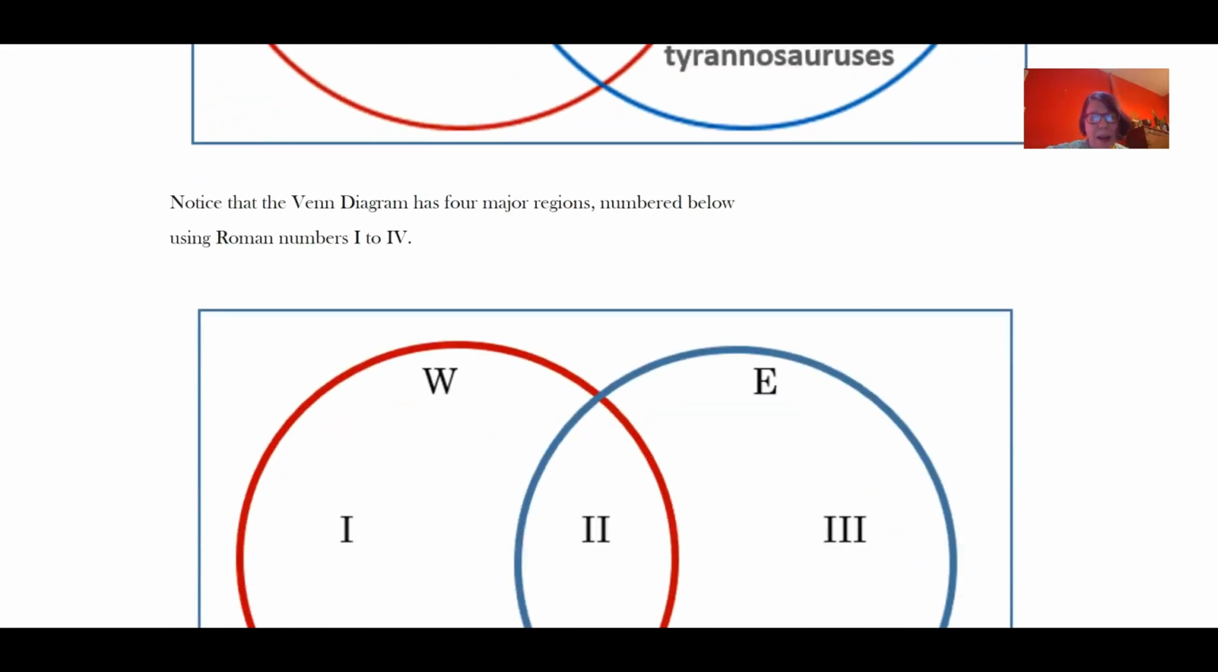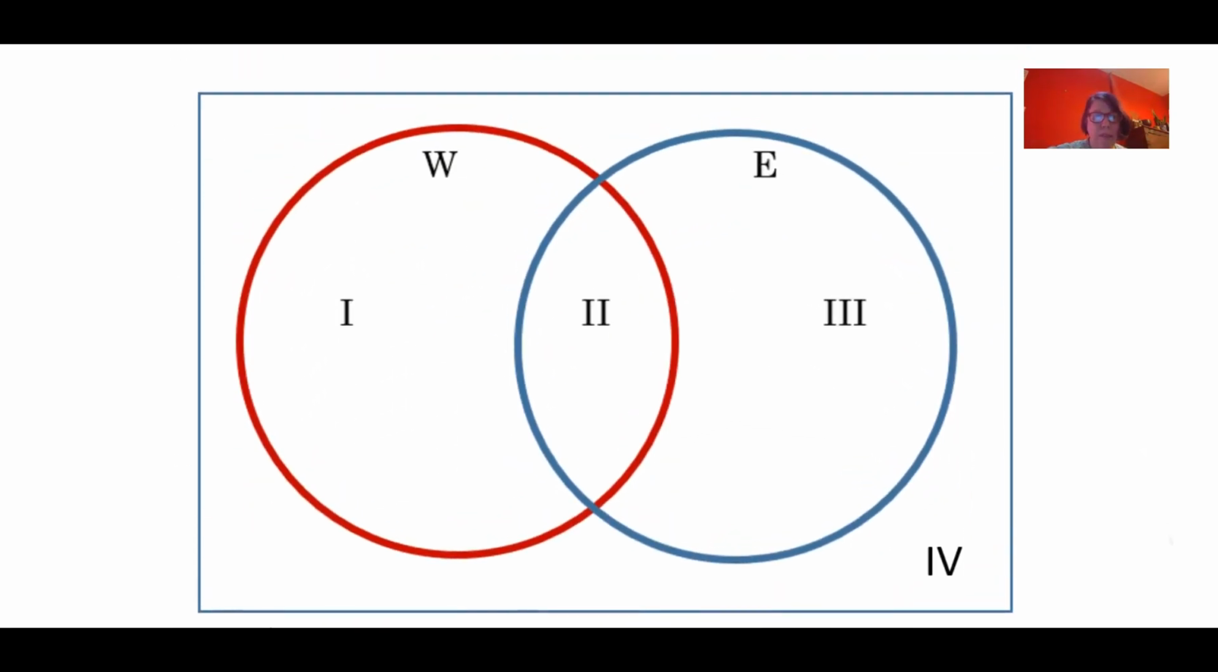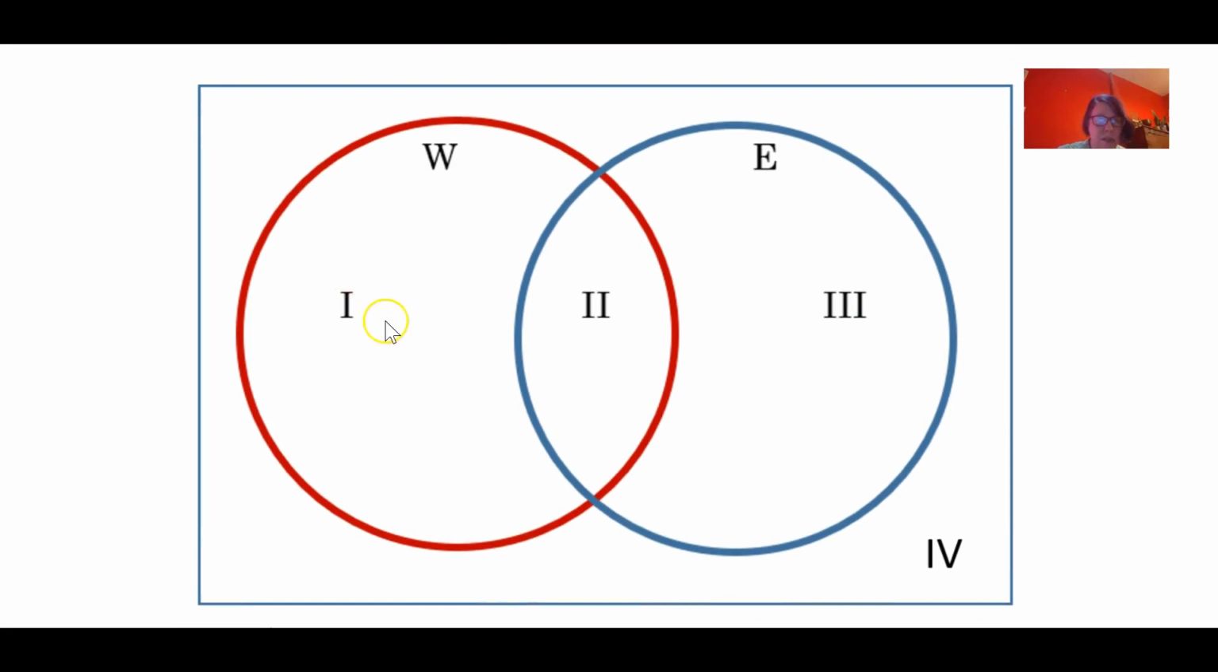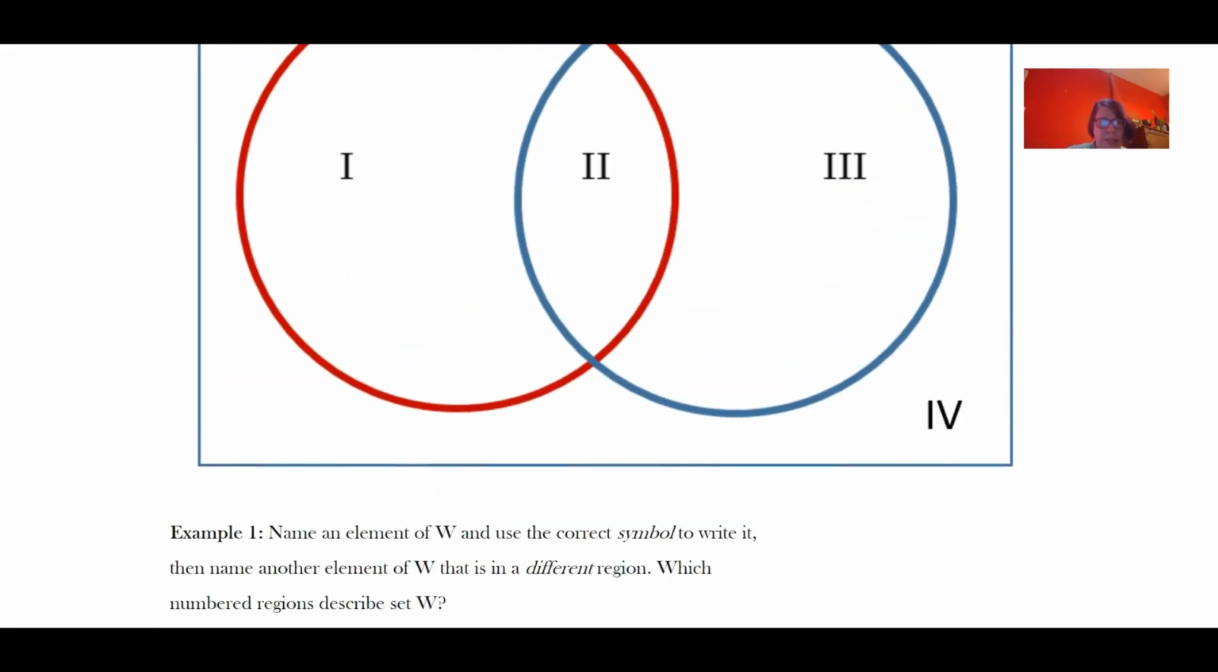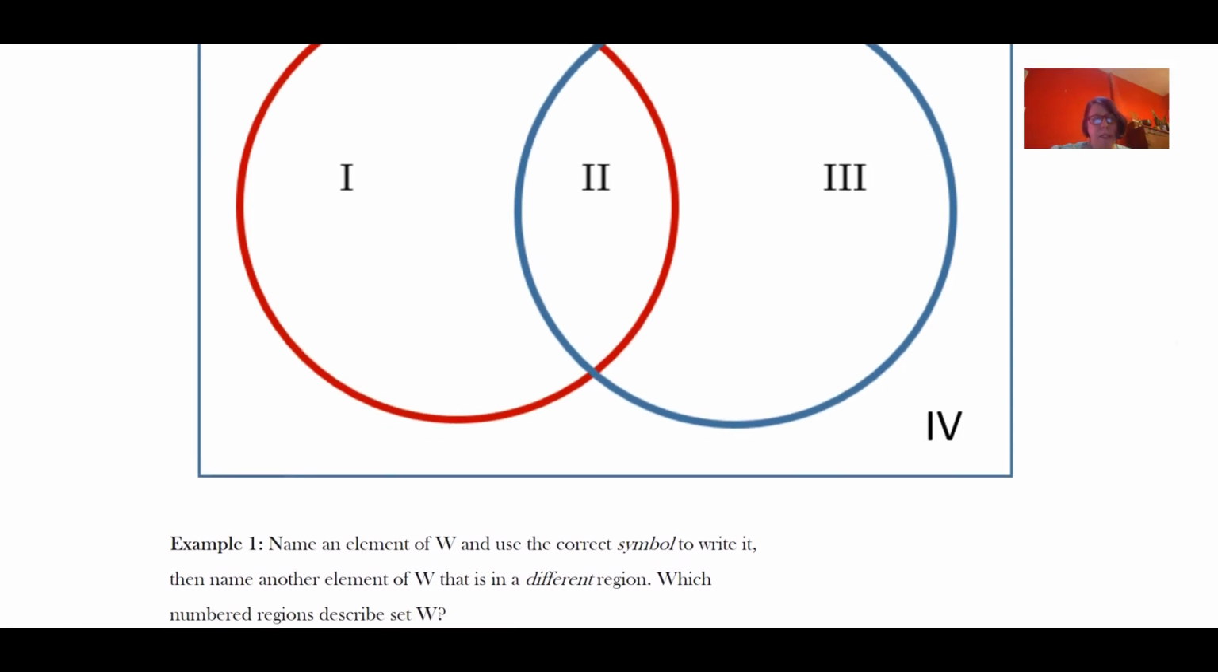Now we're going to talk about how this can be seen as four different regions. There's this region over here, this one in the middle, this third one is the right-hand side, and then this fourth one is outside all of these regions. So the first question I want to ask is, what if we want to name an element of W and use the correct symbol to write it, and then name another element of W in a different region?